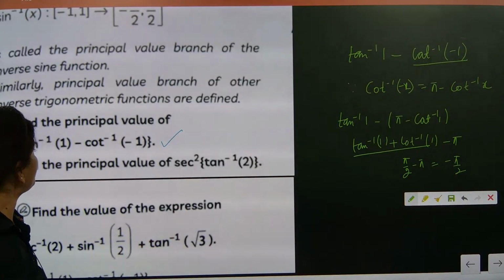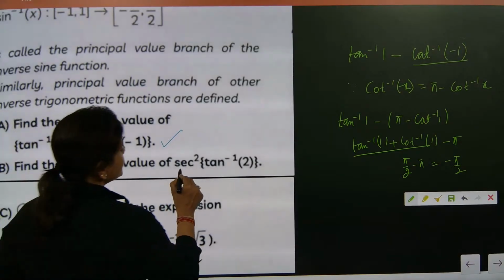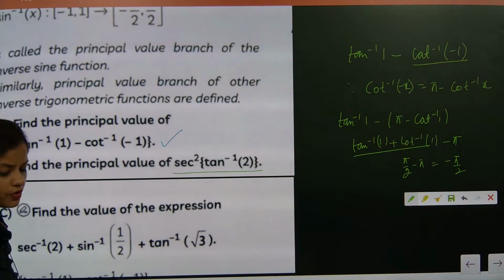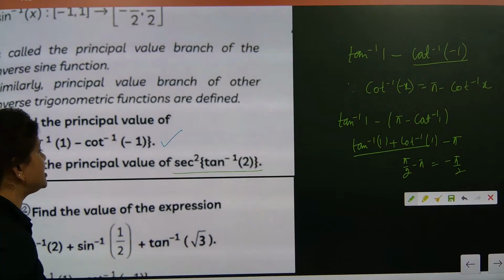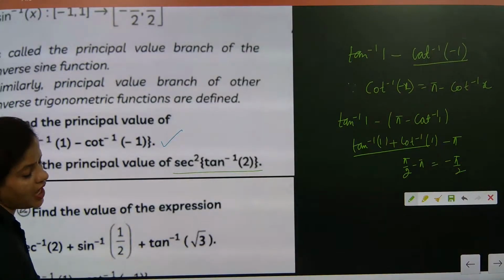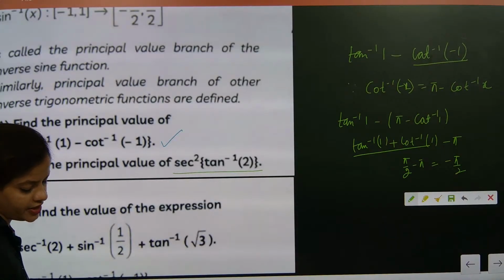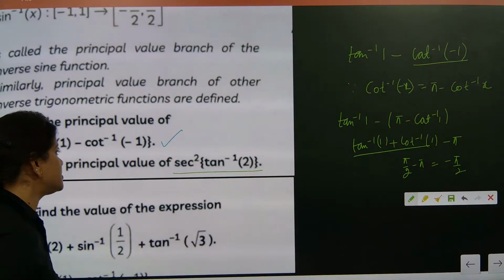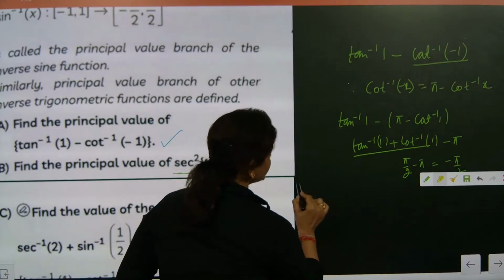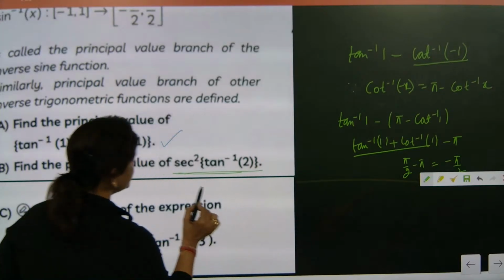Now the second part, if you will see, it is given as secant square of tan inverse 2. The principal value of secant square is given. So when secant square is given, what are you going to do for that? You know now, what is secant square theta? If somebody asks you what is secant square theta. I'm leaving this section, second part I'm solving. Please check this one out.